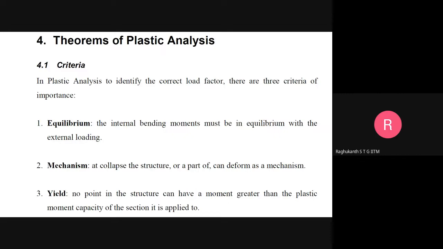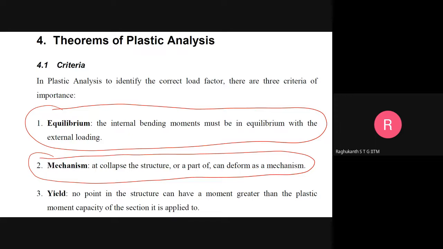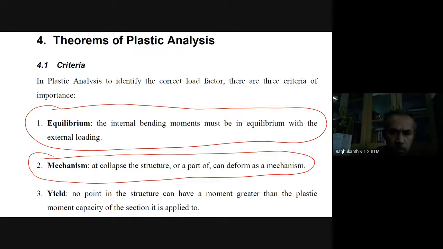The same thing I'm writing here. The conditions for plastic analysis: one is equilibrium, that is, the bending moment diagram should be in equilibrium with our external loading. Then the mechanism is very important, because on the basis of this we calculate all our analysis, like where plastic hinges are going to form and what type of mechanism it is going to be. So this is very important for us. And of course, the third condition is that at no point in the structure will the moment be greater than the plastic moment. So these are the three conditions for plastic analysis.